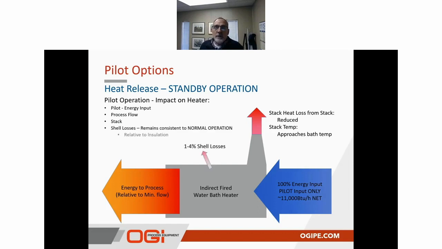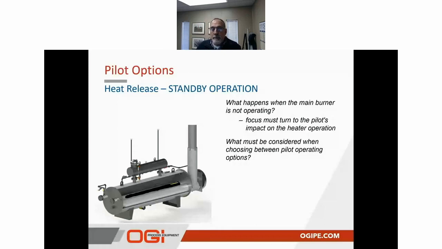But the most consistent loss that we have through the heater is actually through the shell. It remains fairly consistent with normal operation, but it's primarily affected by the insulation, the thickness of the insulation, the type of insulation, the ambient temperature, the wind, and the weather. So essentially, the more still the air is, the drier the climate, the higher the temperature, the less the losses are through the shell.